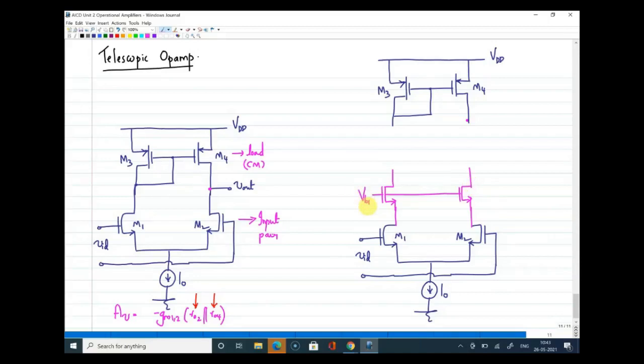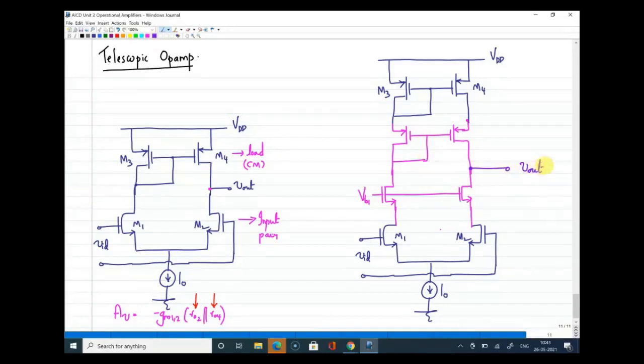Similarly, if you look at the load M3 and M4, that also needs to be cascoded. The load is a current mirror load, so cascode is also suitable for a current mirror load. How will I do that cascoding? By extending the structure in this form. Since it is a current mirror load, this is also connected. And now the output will be taken from this point. This is the output point.